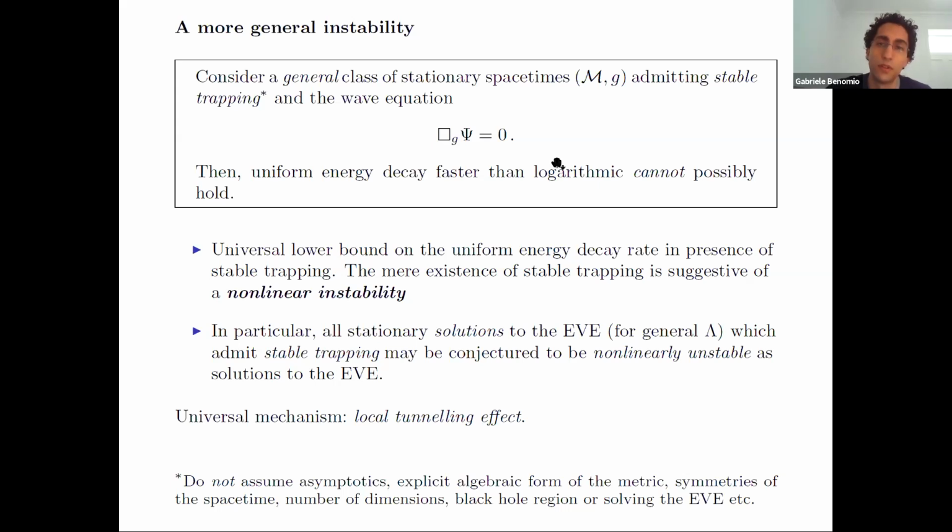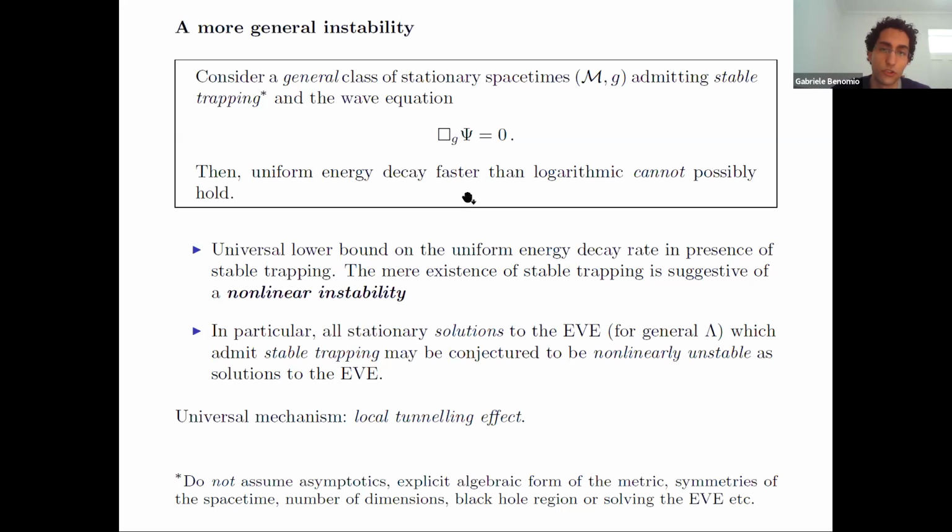So it cannot possibly hold. This very general class of spacetimes really should be thought of as a class where nothing is assumed on the asymptotic structure of the spacetime, on the algebraic form of the metric or the symmetries of the spacetime, the number of dimensions, or whether the spacetime possesses a black hole region or even solves the Einstein vacuum equation. So one should really think of a very general geometry that admits stable trapping, and then the mere existence of stable trapping should force decay to be slow. In particular, the existence of stable trapping should be thought of as suggestive of the existence of a nonlinear instability.